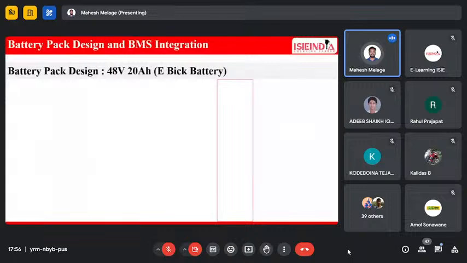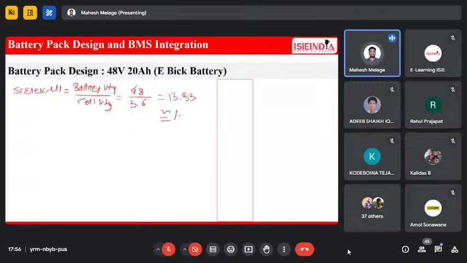Next is a battery pack of an e-bike, a two-wheeler bike. This is the fourth example. Find the series cells. The formula is battery voltage divided by cell voltage. The battery voltage is 48 volt divided by cell voltage 3.6. So what is the value? 48 divided by 3.6 is 13.33, approximately considered as 14 in series.